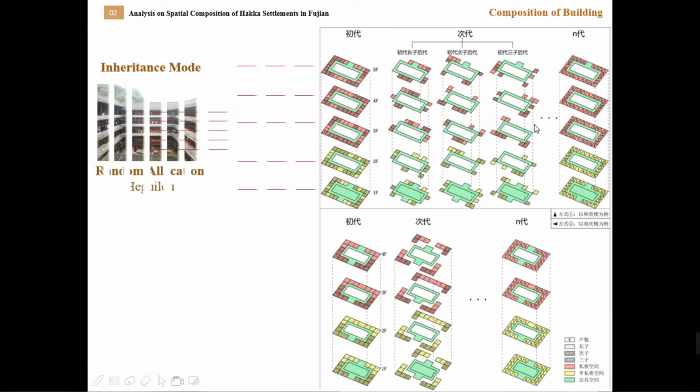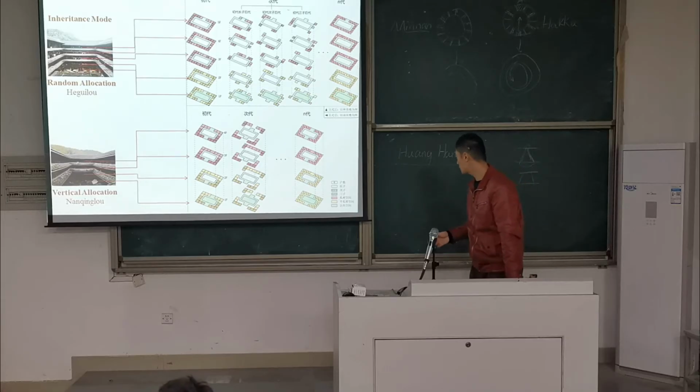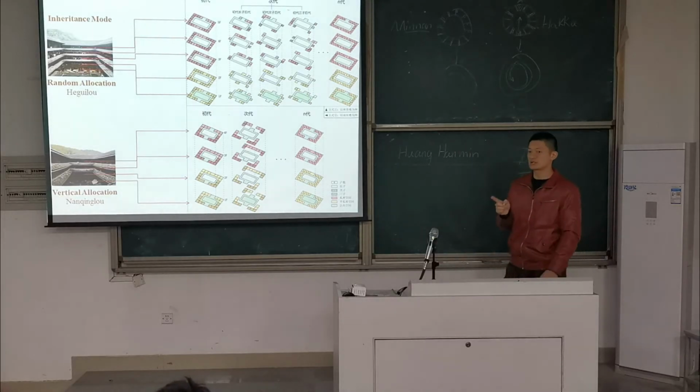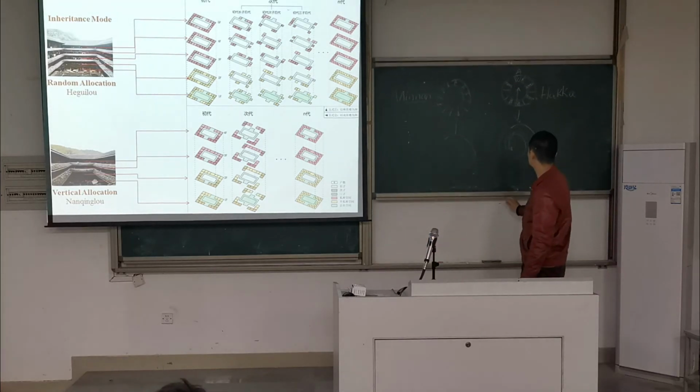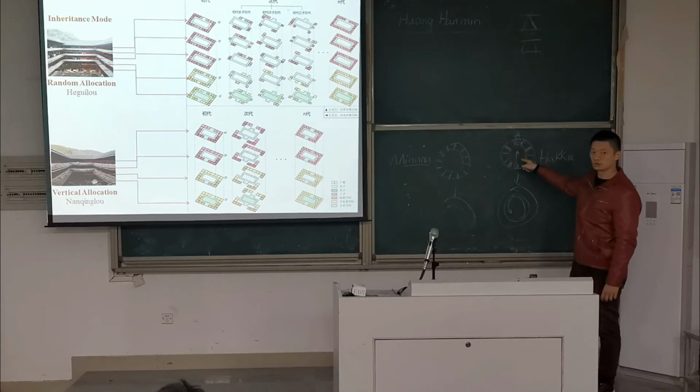Okay. This is the inheritance mode of Tulou. A little complicated, so let me explain. The one on the top is the random allocation. The one on the bottom is the vertical allocation. So the allocation of each family starts from the bottom, from the first floor, the ground floor of each Tulou.